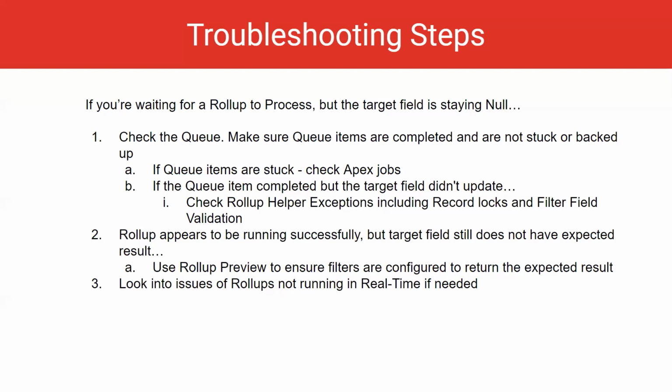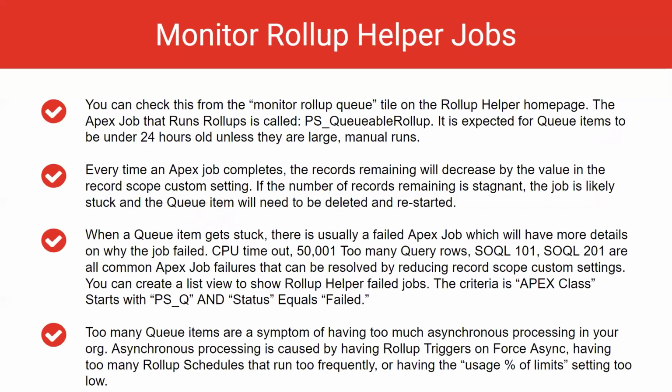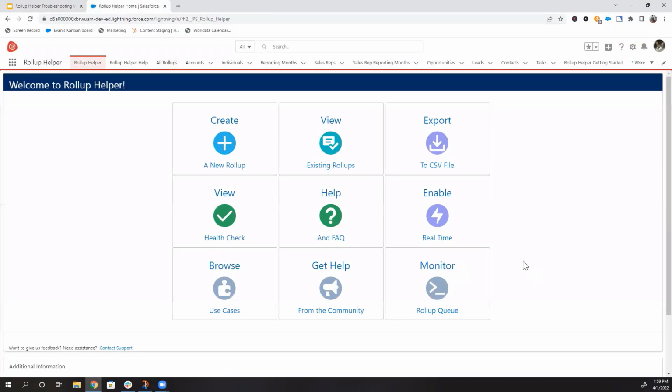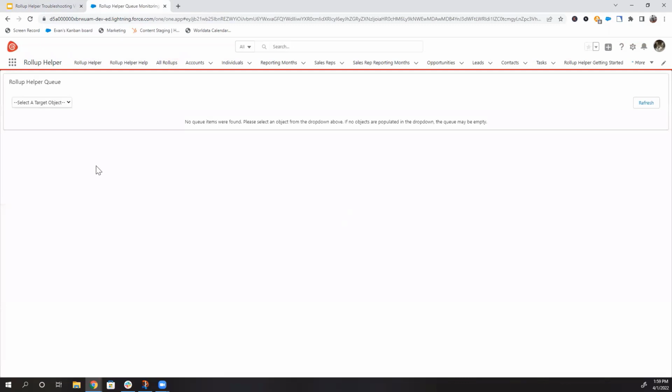This video is going to go over step 1A, how to monitor Rollup Helper jobs. If you need instructions on any of the other steps, please check out the other videos in the playlist. How to monitor Rollup Helper jobs. You can check this from the Monitor Rollup Queue tile on the Rollup Helper homepage.